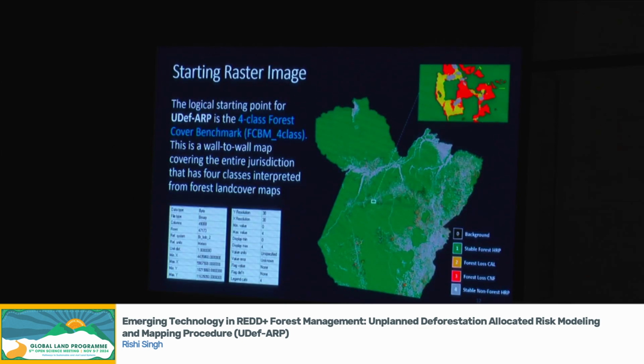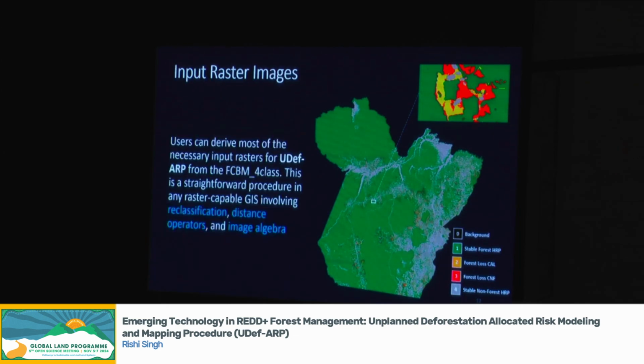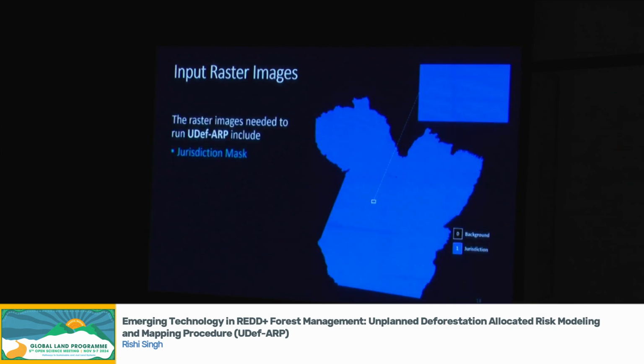So this is our starting raster image. I talked about this before, so I'll just skip ahead. From this one raster image, this FCBM4 class, you can get all of the layers that are necessary, except for the municipalities, or the administrative divisions rather, to do the work. And so just going through the layers, we have our jurisdiction mask, which is a 1-0 Boolean that just shows all the pixels being mapped.